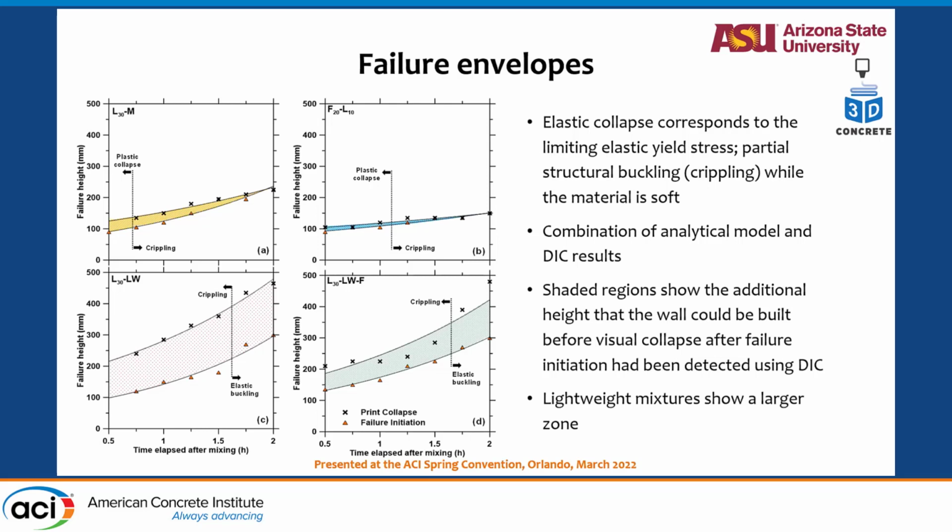Not much of a difference if you see these mixes, but when I have lightweight mixes, you see the difference in the initiation time. And again, the predictions are fairly good. The initiation time versus the final failure time. So you can see that this is the additional height that the wall can be built before visual collapse. For very normal weight mixes, you don't have that kind of a difference, but DIC is able to very nicely capture that strain difference. This is talking about when you have reduction in strains because of the reduction in weight of the mixes, and that's quite well captured. And you have a really large zone that you have here.